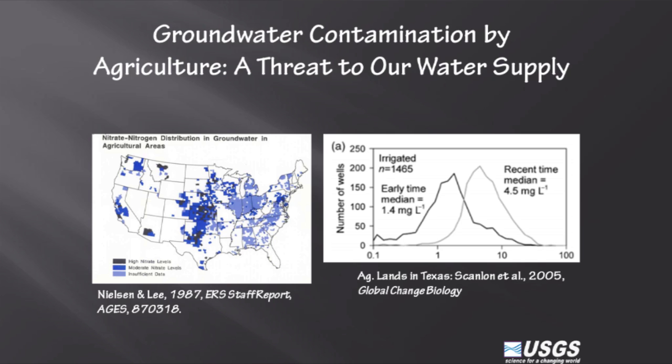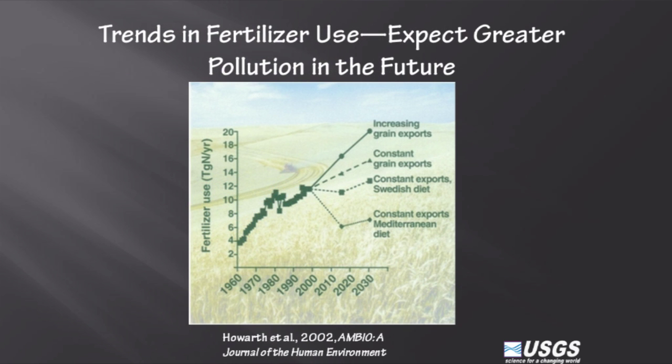And they looked at those concentrations before and after agricultural development in their state. And what they show is that the nitrate concentrations have grown by a factor of 3 in response to agricultural development. So to put that into context in terms of trends, there's another study by Howarth and others, and they looked at total fertilizer use in the United States.